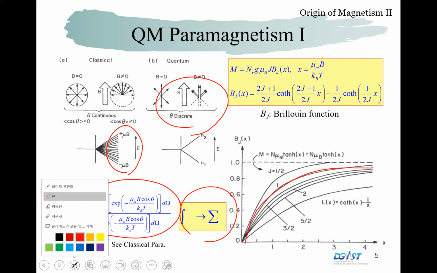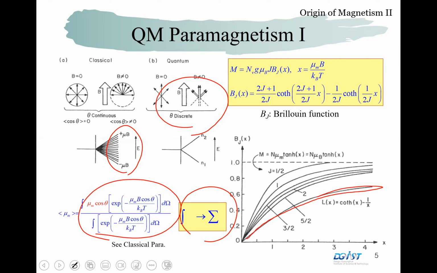Actually, the Langevin function is this one. Yeah, this is the Langevin function. This is the Brillouin function. And now we have a certain number J, which is related to the spin momentum, the angular momentum. But the mathematical representation of the Langevin function and this Brillouin function is quite similar. If you ignore this part, the first part is actually the same.